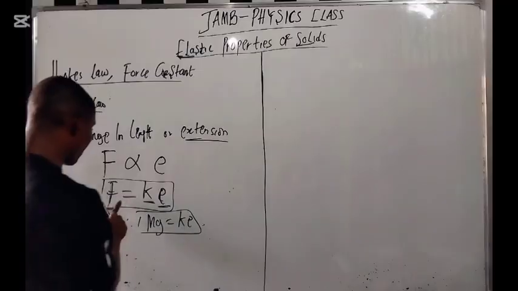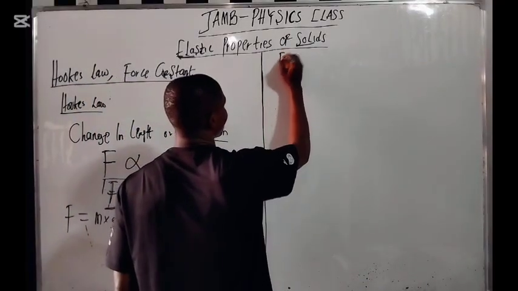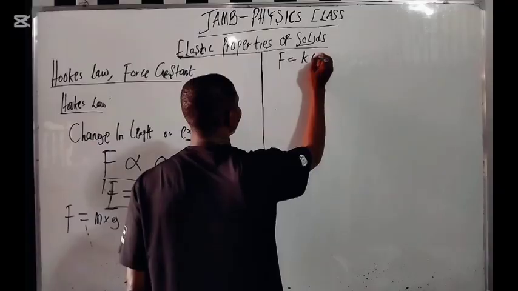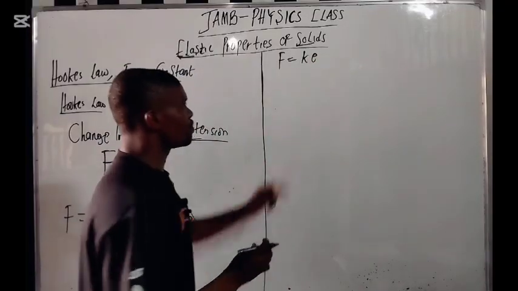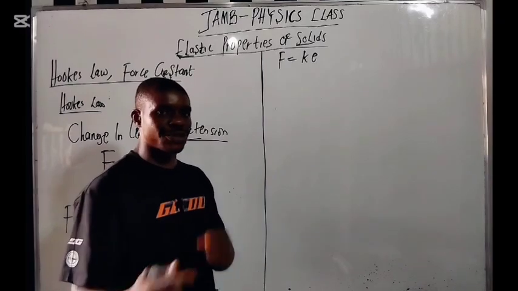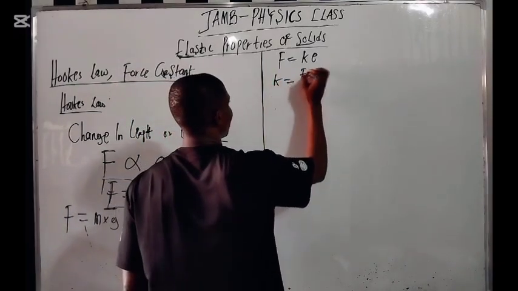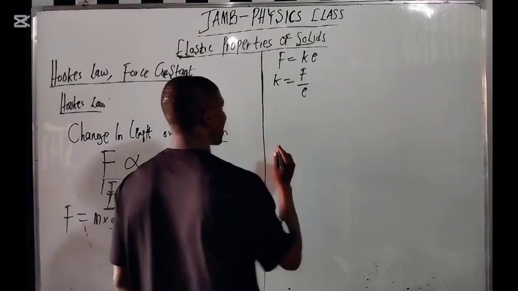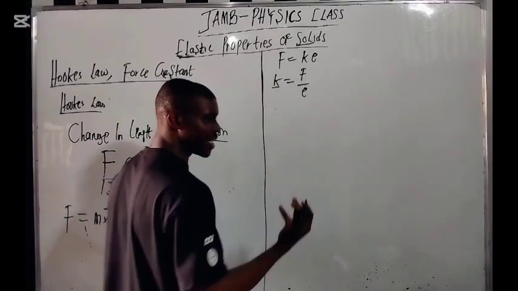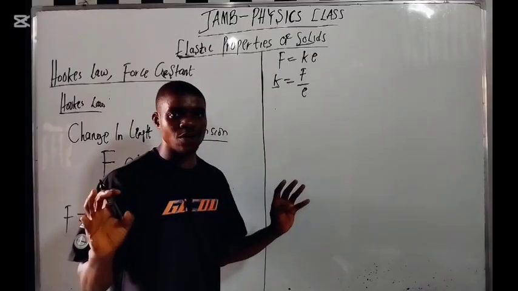Remember, if for example we use F equals Ke, and you make K the subject of the formula, what are you going to get? It's going to be K equals F over E. Now remember, this is called the stiffness constant or force constant.